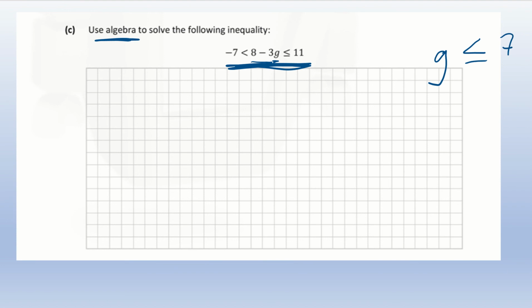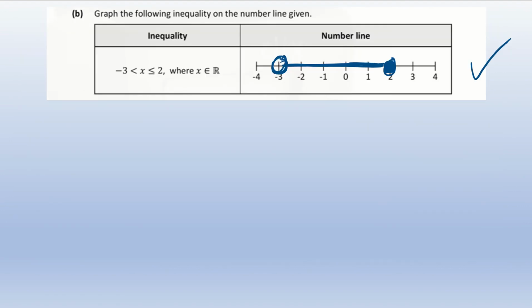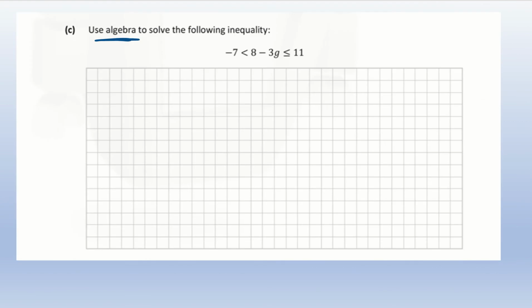I only want the g on its own in the middle, something like question B that I had here, where the x was the only thing in the middle. So we're going to treat this like an algebra equation. Whatever I do to one side, I have to do to the other. In this case, we actually have 3 sides: the -7 side, the middle, and the right-hand side. So we've just got to be careful with those.